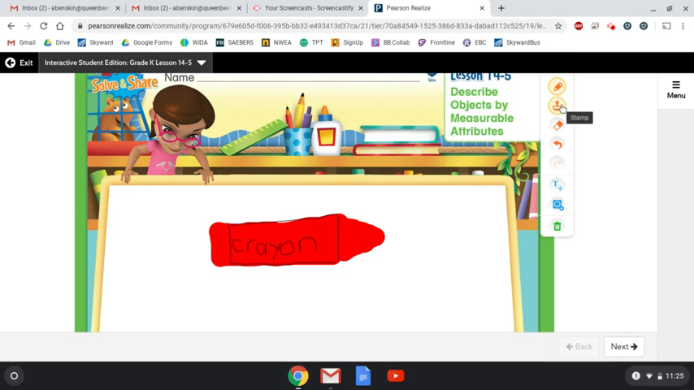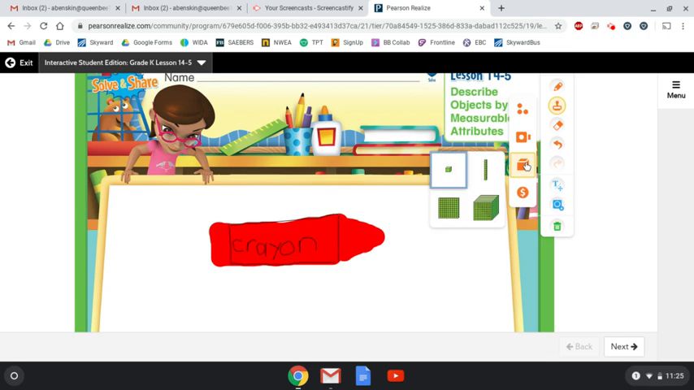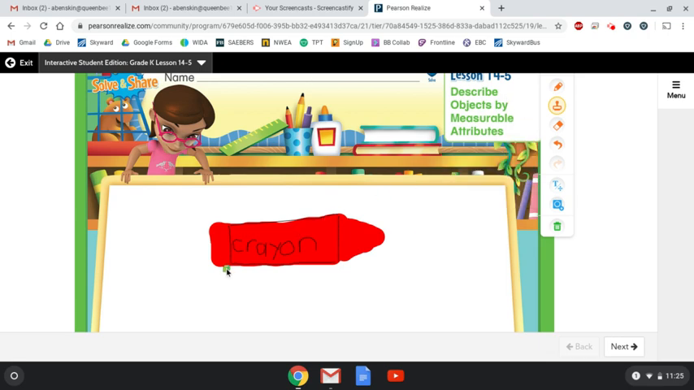When I'm describing this crayon, I could tell about the length. So I could use things like a cube to measure how long it was. I could use all these cubes and talk about the length of it. Or I could get out a scale and measure the weight of it and how much it weighs.